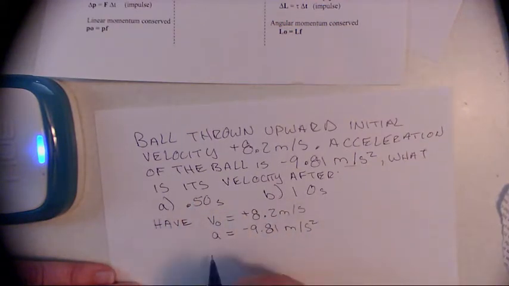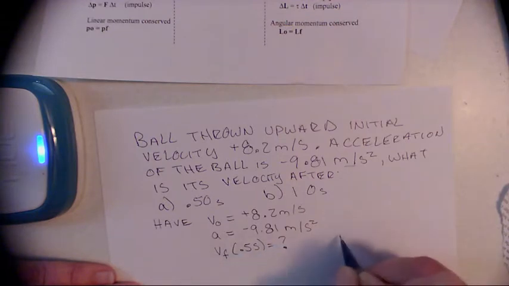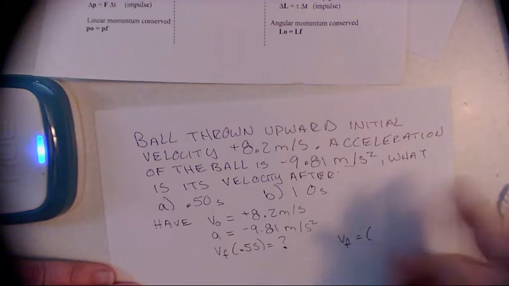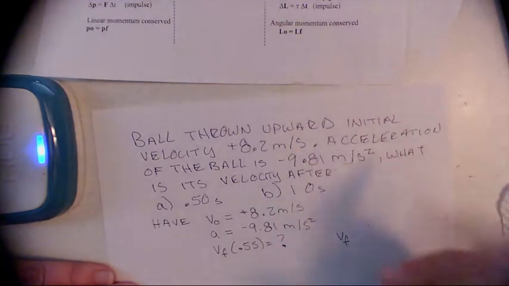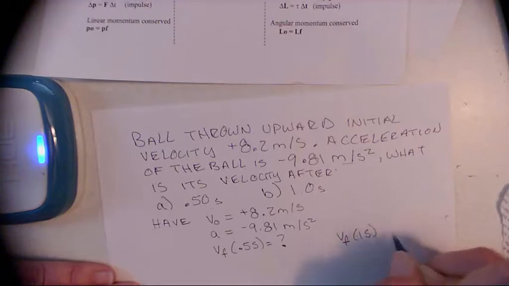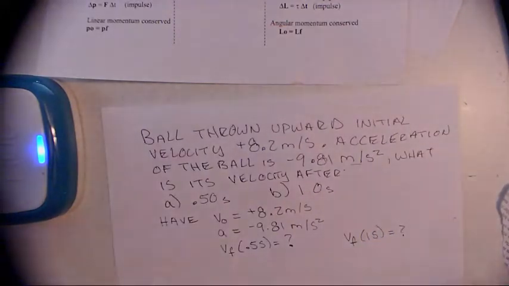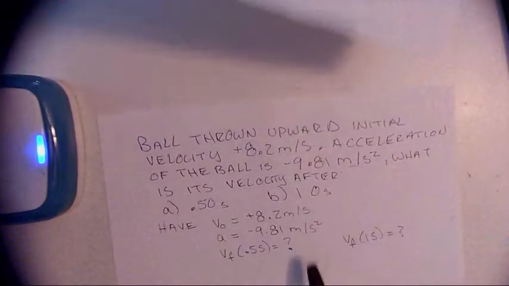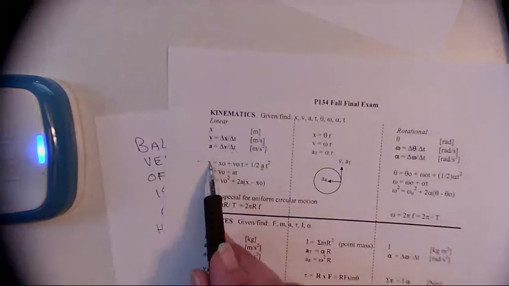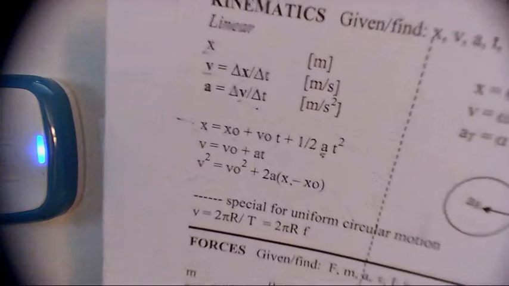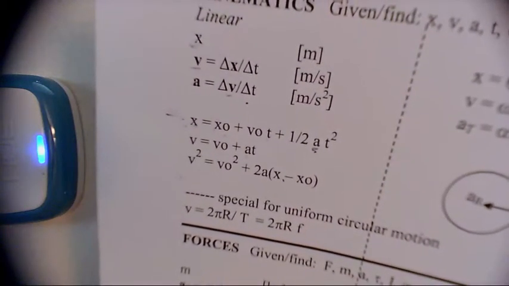So we'll start with half a second. We want V final at 0.5 seconds. We don't know that. And we want V final at 1 second. So what equations do we have that we can solve that? We don't have time and we don't have position. If we don't have position or time, this one would be challenging. Our very first one wouldn't really work, and our last one also involves position, so we can't use it. So let's go with our second equation.